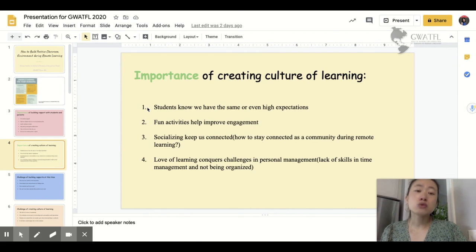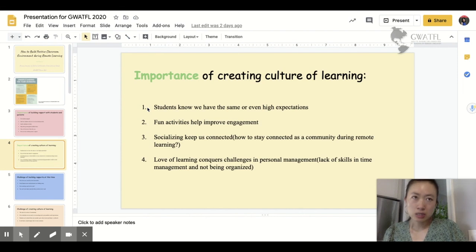And something to think about is how do we stay connected as a community during remote learning time? With students staying isolated at each house, and maybe some of them are Google Hangout with close friends with theirs, but they're not seeing other peers in a school setting. So, and without a sense of socializing or without the sense belonging of groups, it's really hard to create a fun or a comfortable learning environment. So how do we keep all those kids connected as a whole group instead of just letting the kids who are close to each other get together? And that's something we can think about, that's something we can do. The last reason is love of learning conquers challenges in personal management.